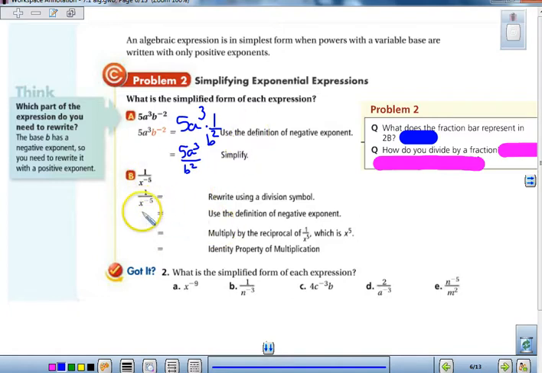When we have 1 over x to the negative 5, if it's in the denominator, we're going to move it to the numerator. So x to the negative 5 becomes x to the fifth over 1, or simply x to the fifth. I would like you to try it now with these problems. Pause the video if you're watching, try it, and then take a look at the answers.